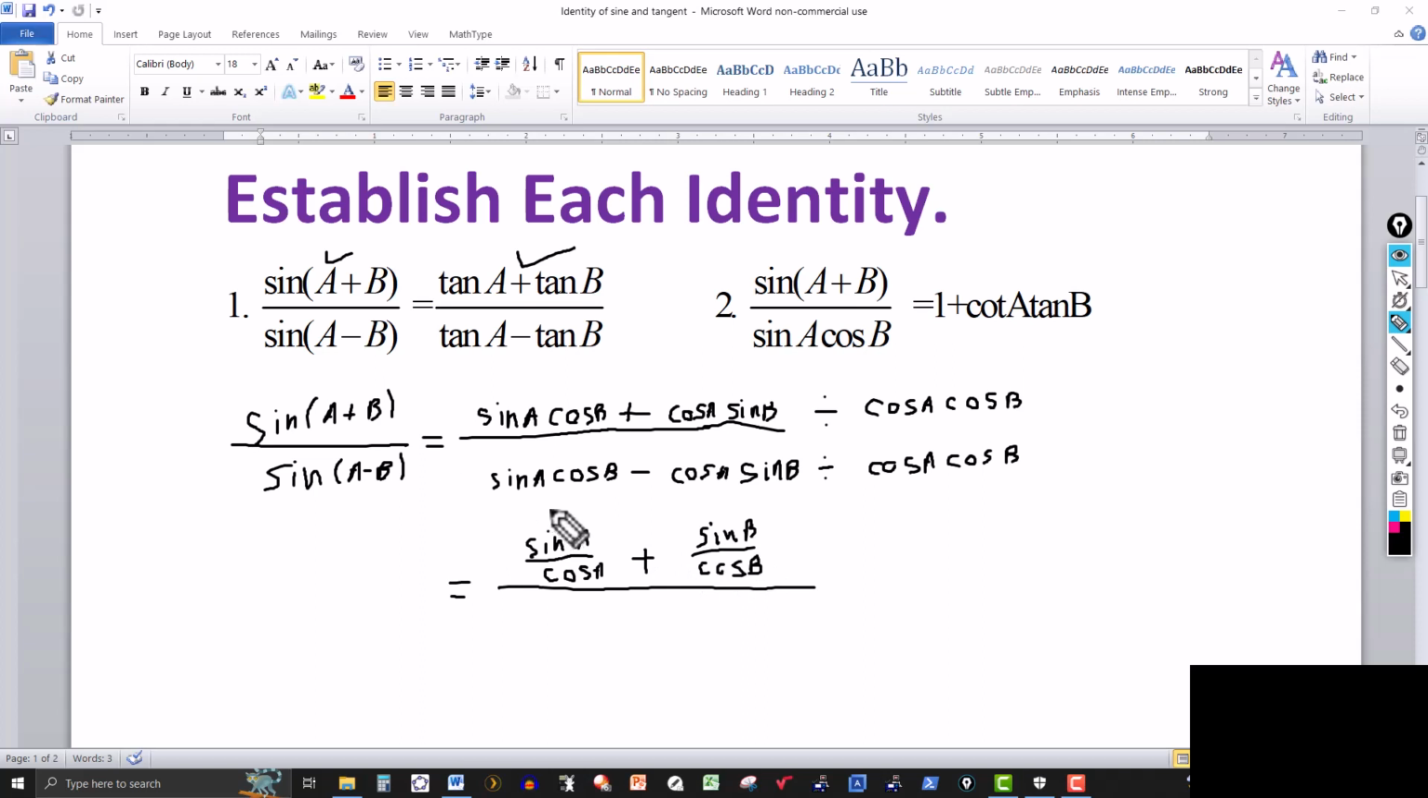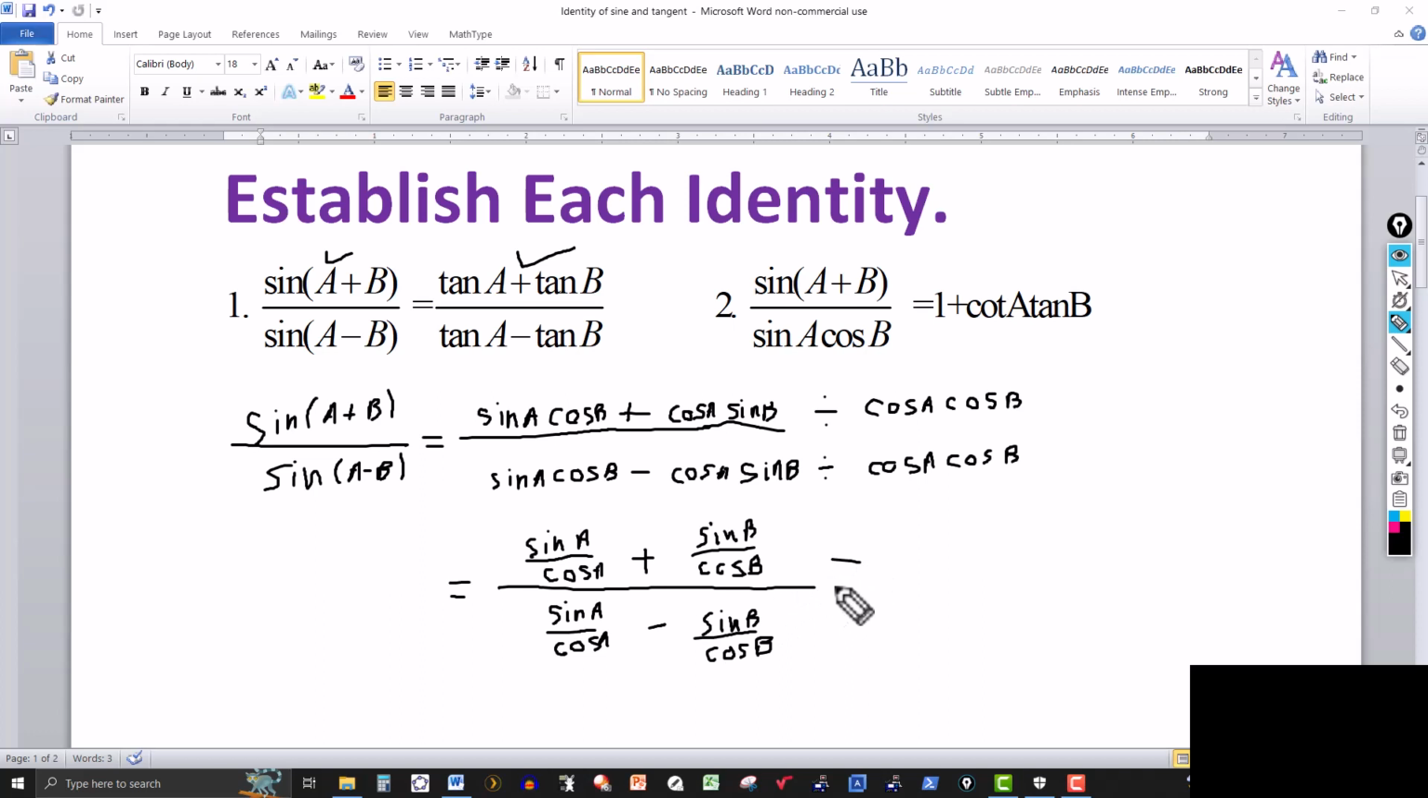In the denominator, dividing again by cosine of A, the product cosine of A, cosine of B, the cosine of B cancels, and I get sine of A over cosine of A. And then it's a minus, and here the cosine A and the cosine A cancel, and I get sine B over cosine B.